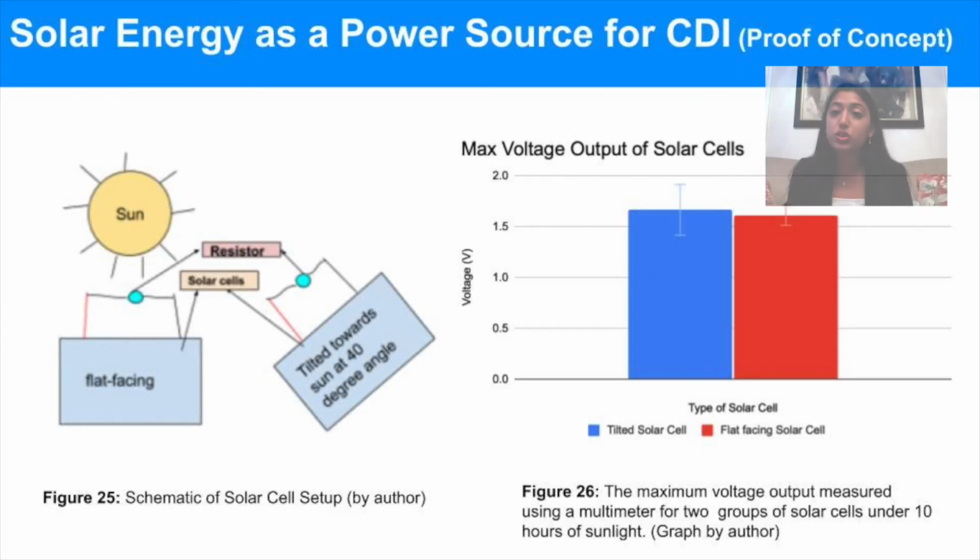To show proof of concept that CDI could operate under a renewable energy setup, I tested solar cells over a 10-hour period, and these solar cells showed a sustainable voltage of 1.6 volts, which was sufficient to power the CDI cell without the use of any external power sources.